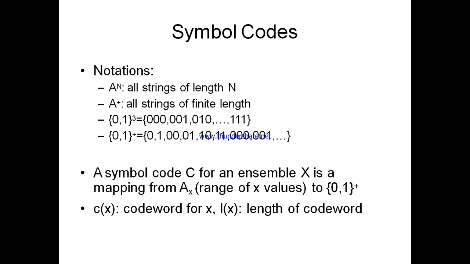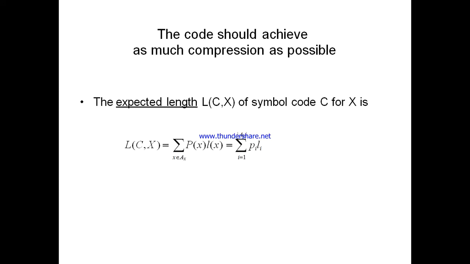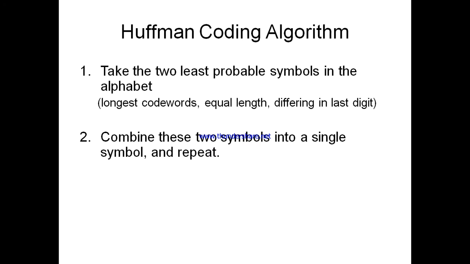These symbol codes are denoted by particular notations. Finally, after compression, the expected code length is calculated by L of C comma X is equal to summation x belongs to Ax, P of x lx, which is given by summation i is equal to 1 to Ax, that is pi li. Now let's see how the Huffman coding algorithm works.